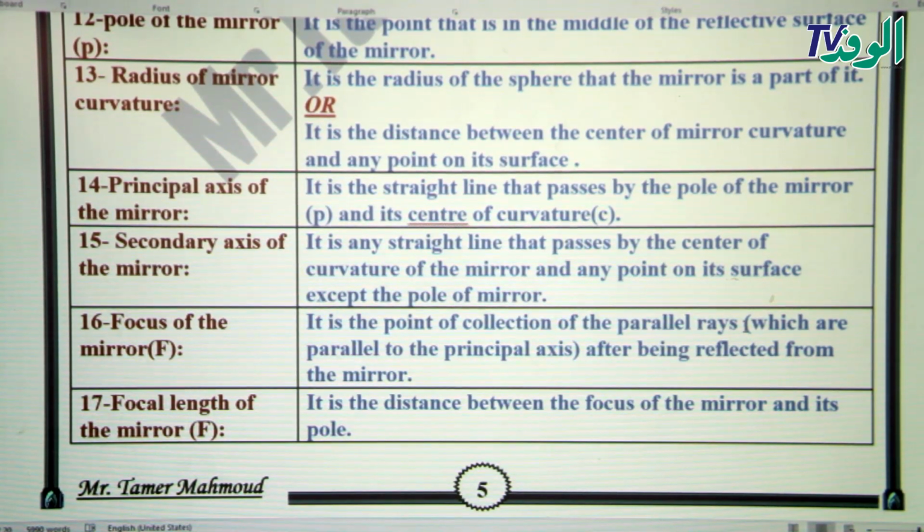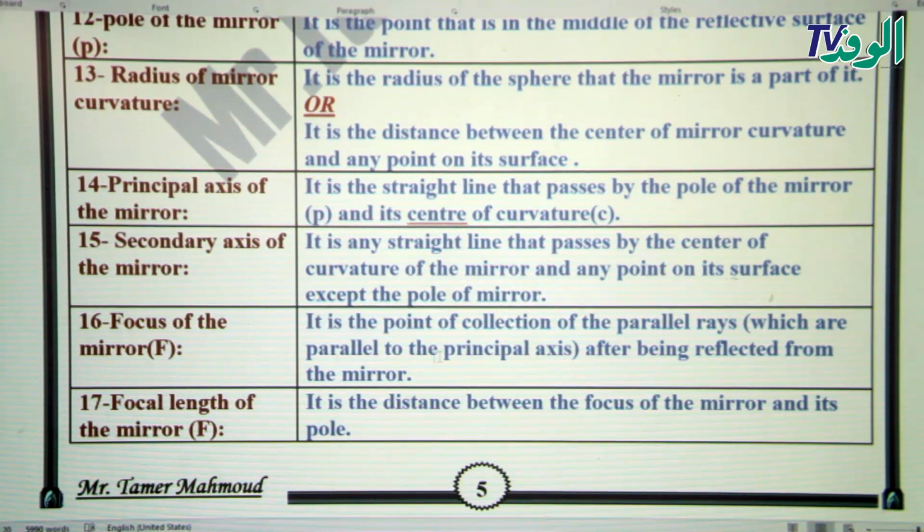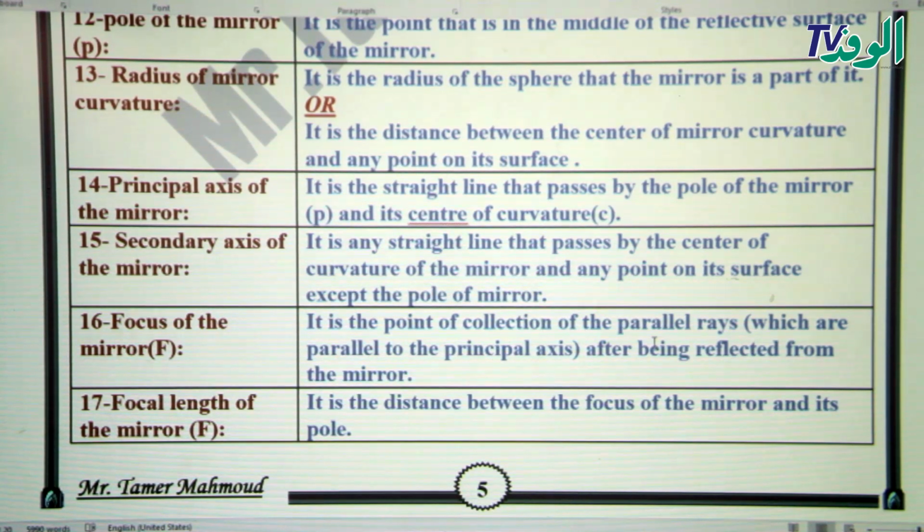The parallel rays which are parallel to the principal axis. I have two conditions here. Parallel rays, meaning these rays fall parallel. This is the first condition. The second one, parallel to the principal axis after being reflected from the mirror.